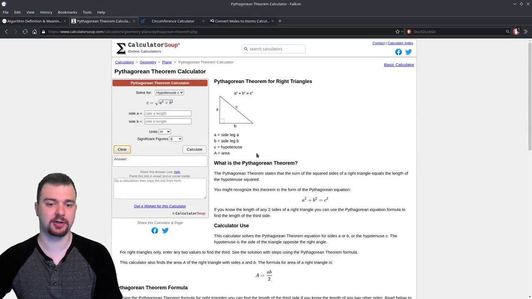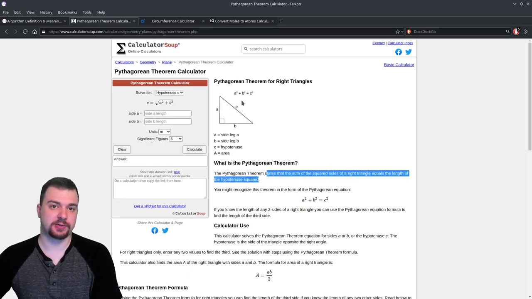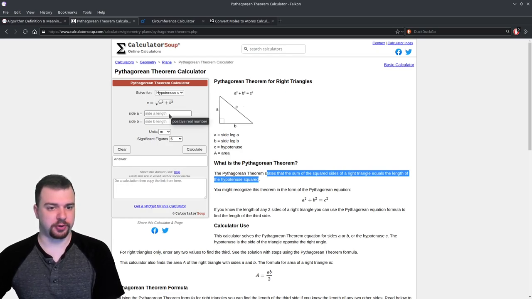Take a look at things. So, what is the Pythagorean theorem? It states that the sum of the squared sides of a right triangle equals the length of the hypotenuse squared. So basically, the good old a squared plus b squared equals c squared. Should be pretty familiar to most people.